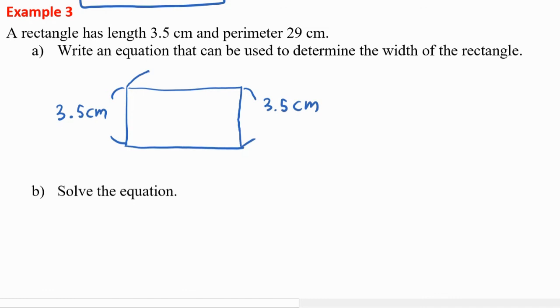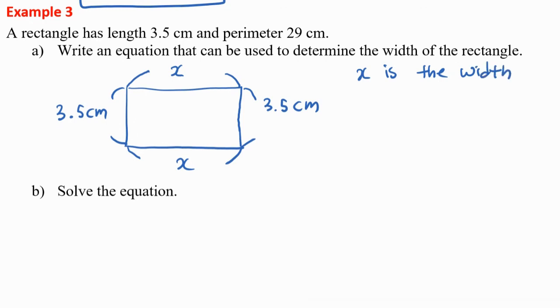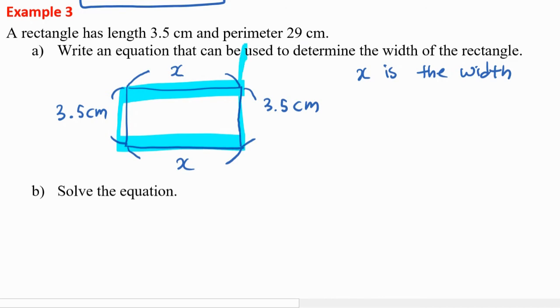And what is unknown, everyone? The length from here to here. The width is unknown, right? We're going to let the width be x. And x. And you say x is the width. And it says, what's the perimeter, everyone? The perimeter is the length around the shape, right? Okay, the length around the shape is 29 centimeter.